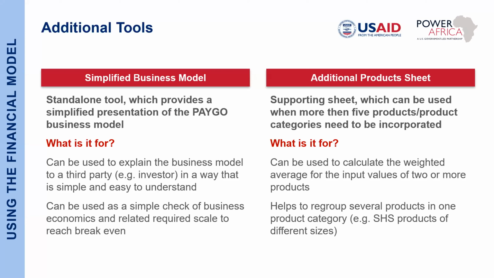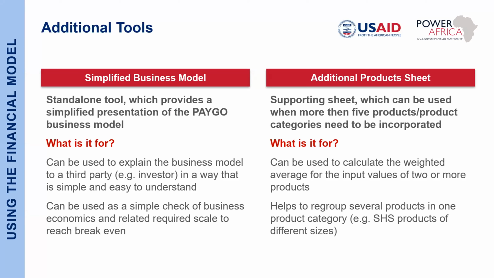So what we included as well is a simplified business model tool. This is a standalone tool, which is not linked to the main model, and it provides a very simplified presentation of the pay-as-you-go business model. So this can mainly be used to explain the business model to a third party, for example, an investor, in a way that is very easy and very simple to understand.